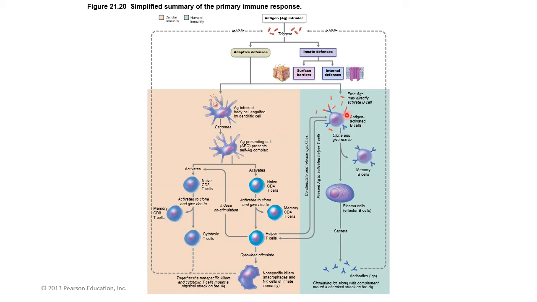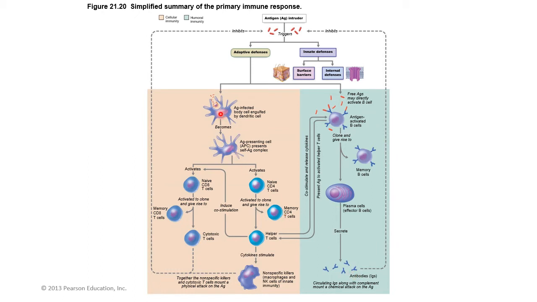Free antigens, let's go to the right first. Free antigens may directly activate a B cell. Not necessarily the most common way, but it can happen. And so the B lymphocytes are activated. They form a clone. They produce plasma cells. Some become memory cells. They secrete the antibodies, and the antibodies are what's going to be involved with complement. Remember we talked about complement, to mount up a chemical attack on the antigen. So this is the B lymphocyte and how it does its job, mainly in the production of antibodies.